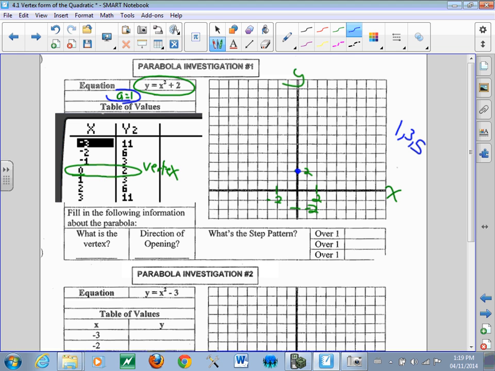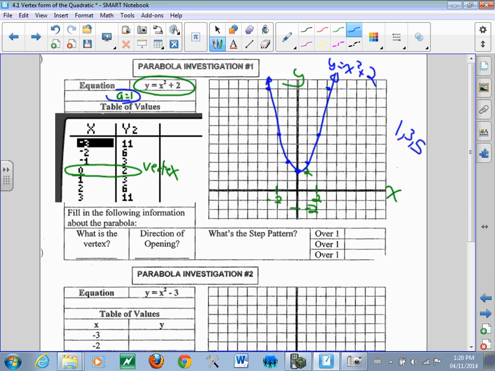So from there, I'm going to do the same patterning. Over 1, up 1. Over 1, up 3. Over 1, up 5. Okay, do the same thing on the other side. Over 1, up 1. Over 1, up 3. Over 1, up 5. Okay, draw your parabola as best as possible and label it. Okay, so what we notice, folks, is that when we add 2 to the end of it, it actually makes the graph go up 2.